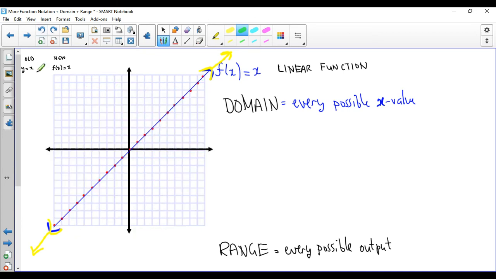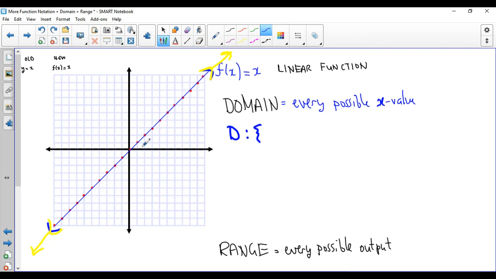So how do I write that? If you're asked, hey, what's the domain of this linear function? You're not going to sit there and write the squiggly brackets and write every single number, because we would be doing that until we die, because we'd never stop. So here's how we do it. Again, we're going to use capital D instead of writing domain, and we're going to do a colon and squiggly brackets. And again, every possible x value.